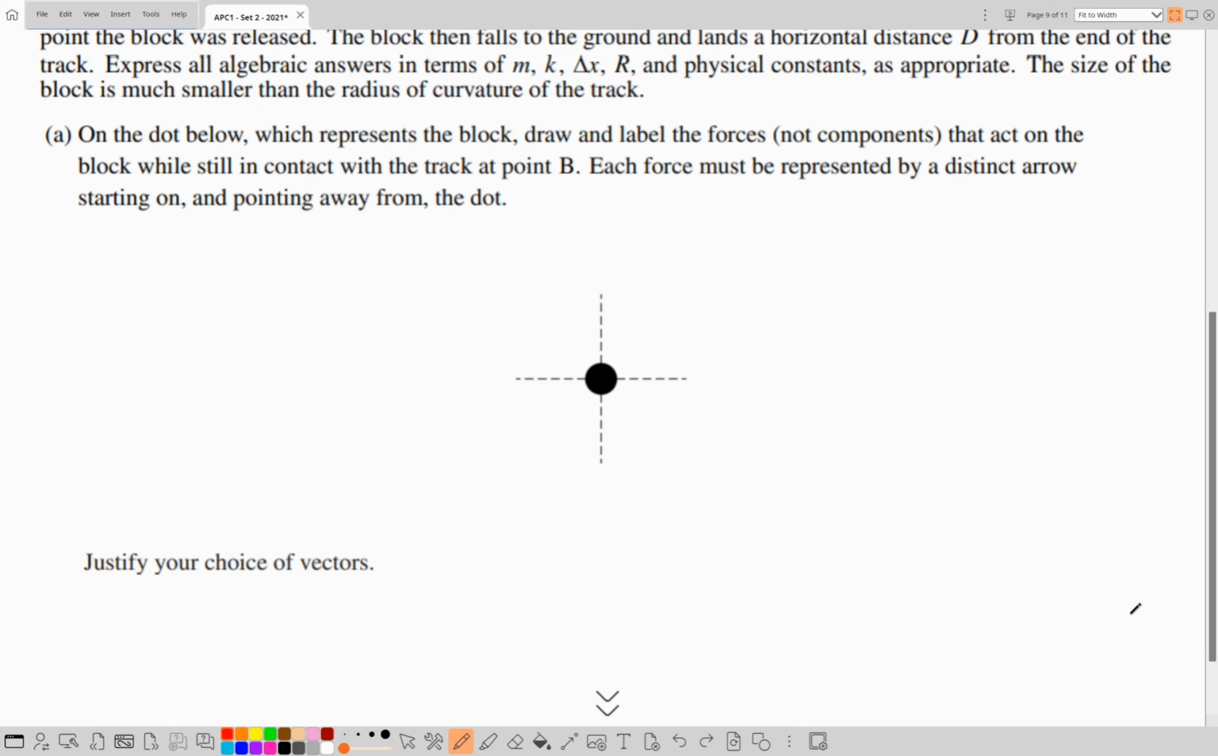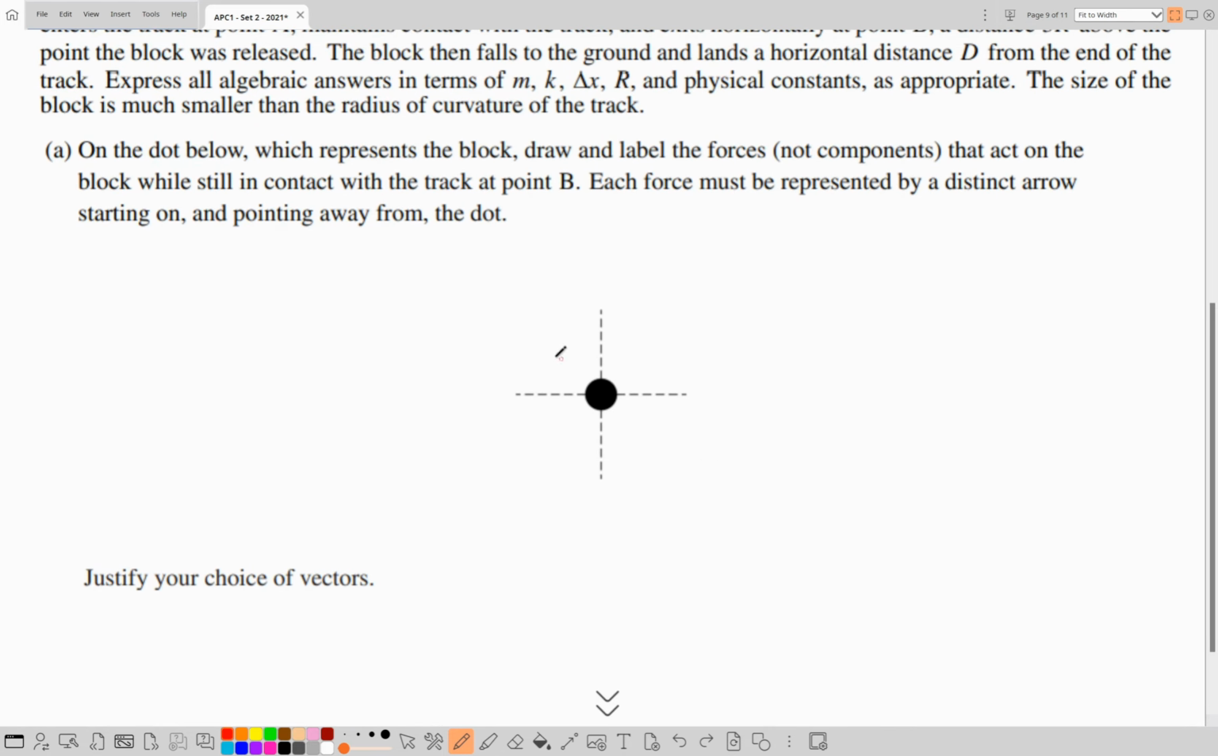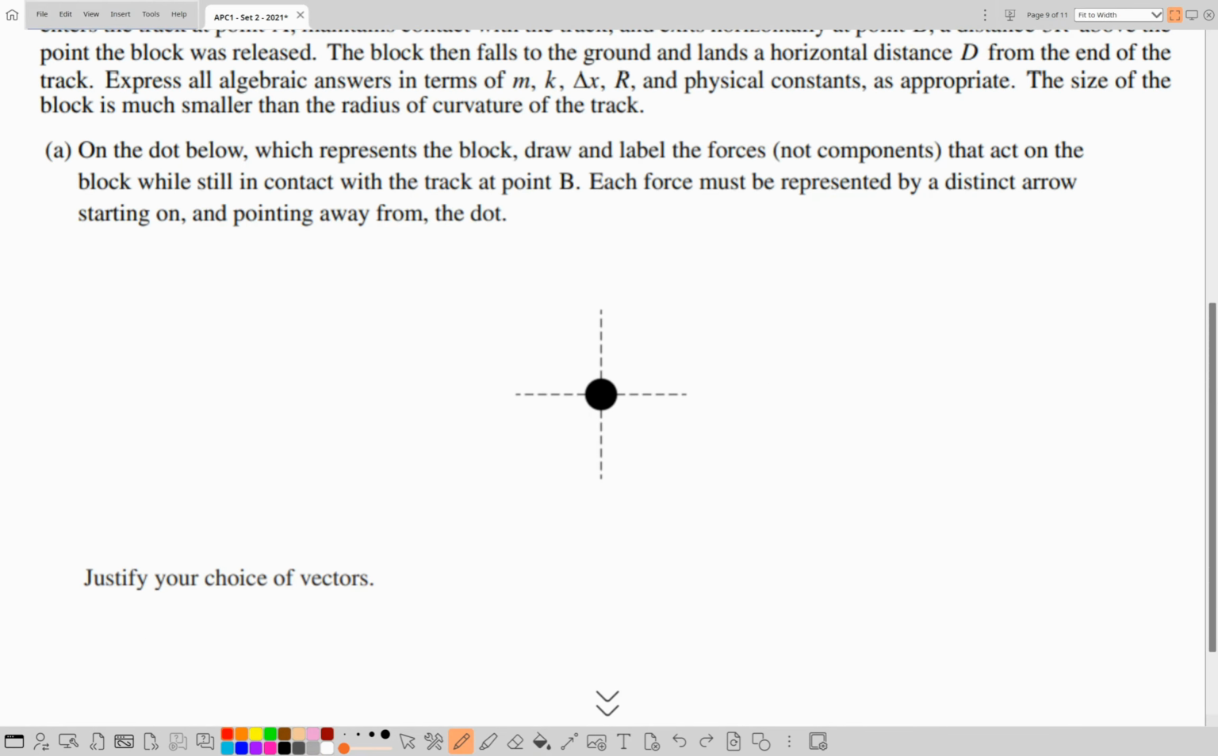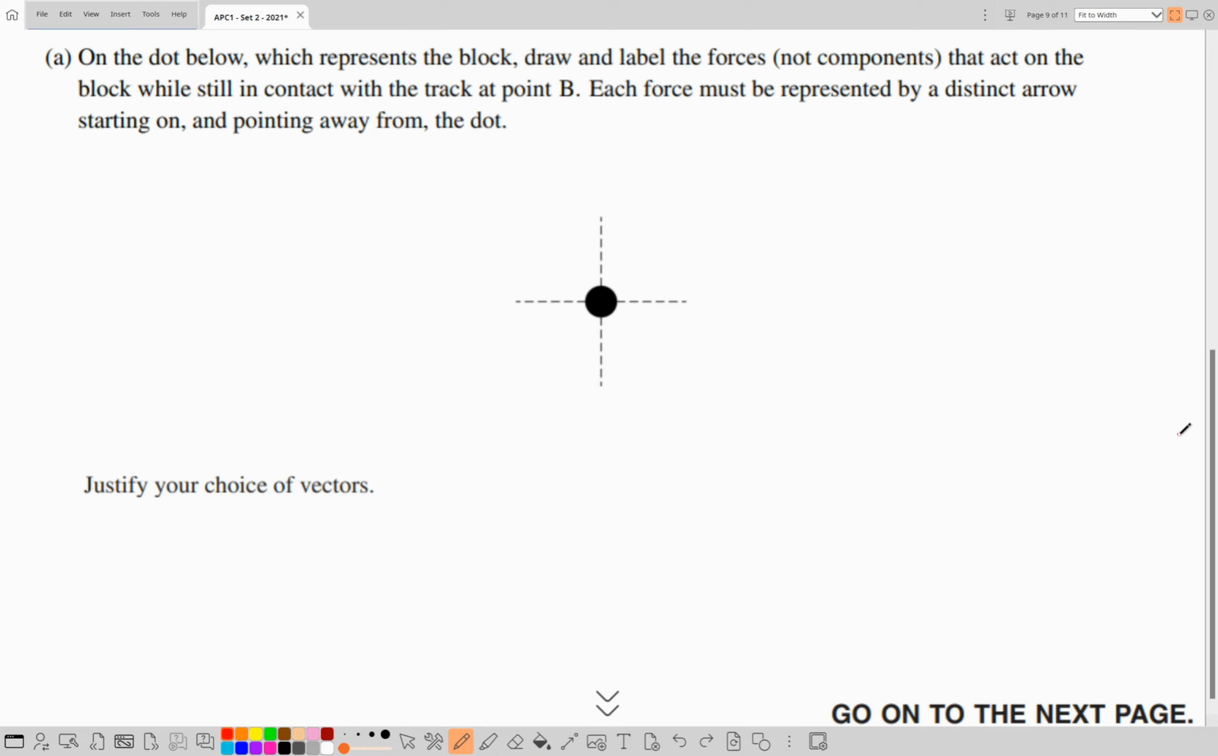As we anticipate, usually the first part would be an FBD. On the dot below, which represents the block, draw and label the forces, not components, that act on the block while still in contact with the track at point B. Each force must be represented by a distinct arrow starting on and pointing away from the dot. Here we have an additional instruction, which states that we need to justify the choice of the vectors, which means we need to explain why we have represented these vectors in this manner.